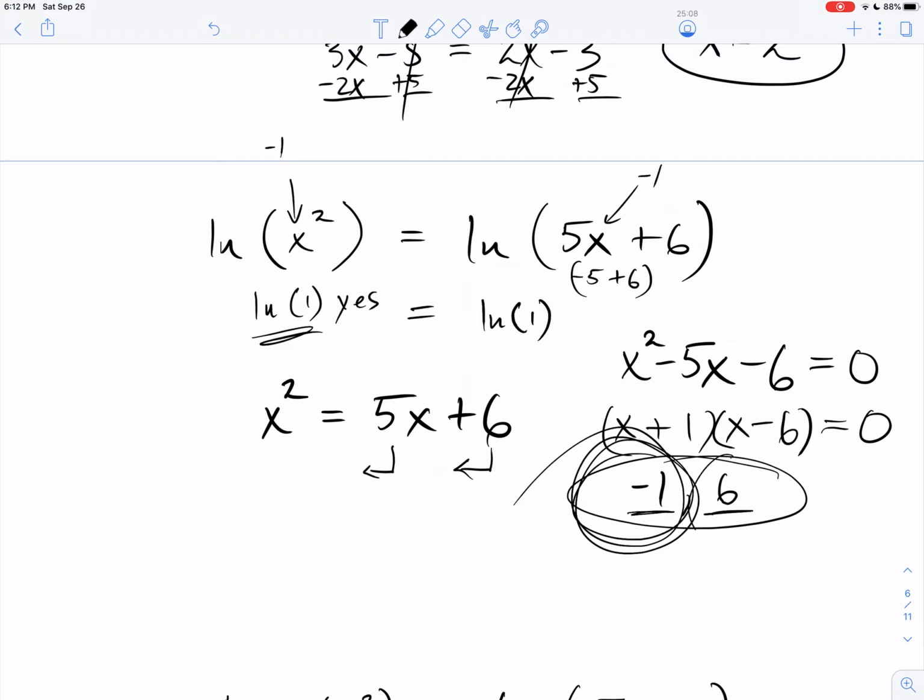In fact, if you want to, you could plug 6 in. You could verify that on one side it'll say natural log of 36, and on the other side it'll say natural log of 36. Both of these answers are legit. Both of these are correct.